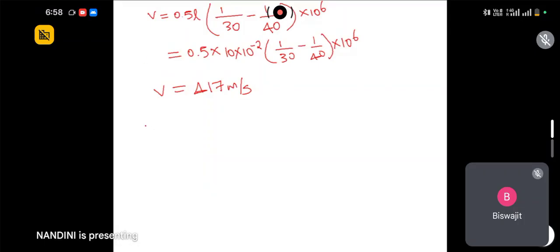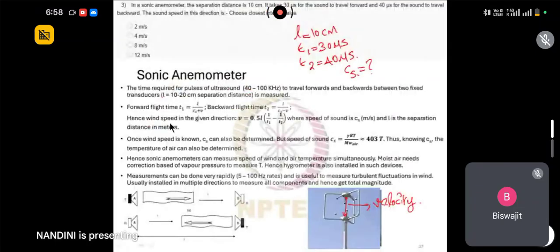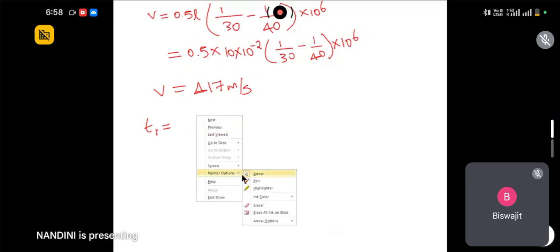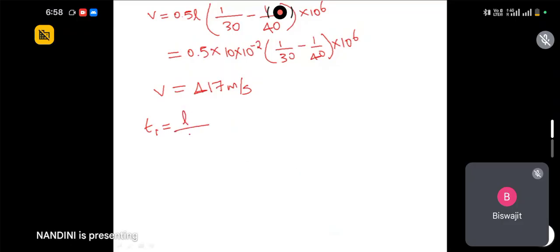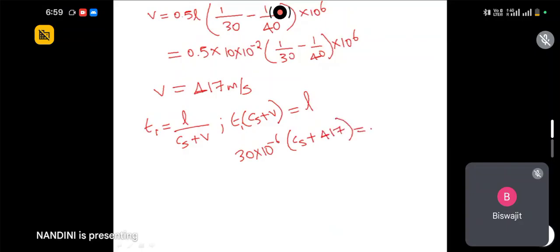In order to find the speed of sound, we can use T1 is equal to L by Cs plus V. So T1 into Cs plus V is equal to L. T1 is basically 30 microseconds. 30 into 10 raised to minus 6 into Cs plus V, which is 417, is equal to L. L is 10 centimeter minus 2.